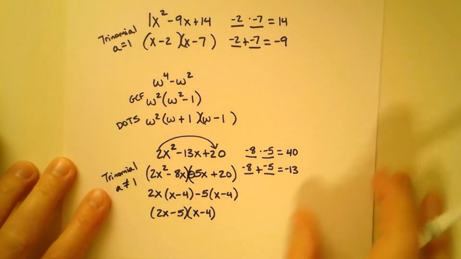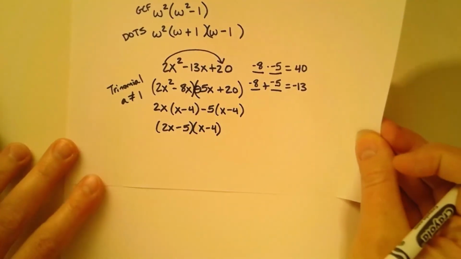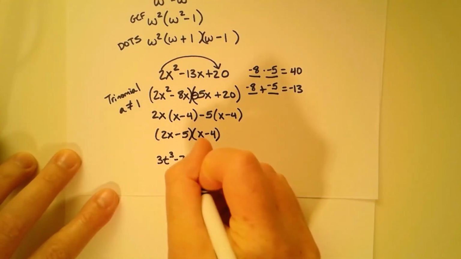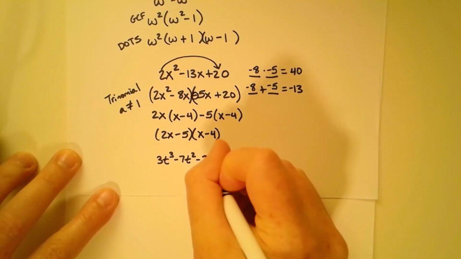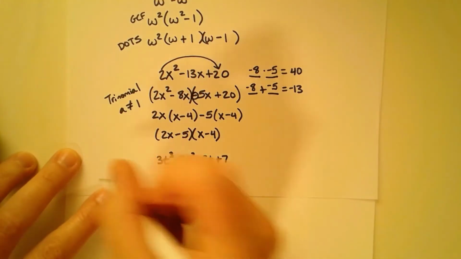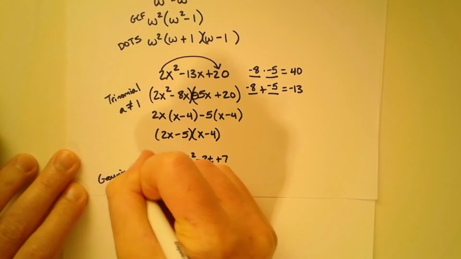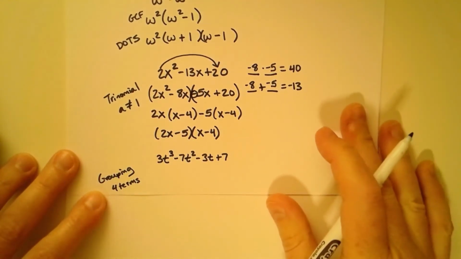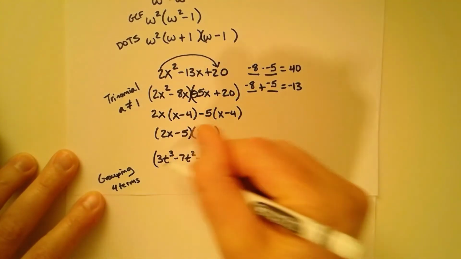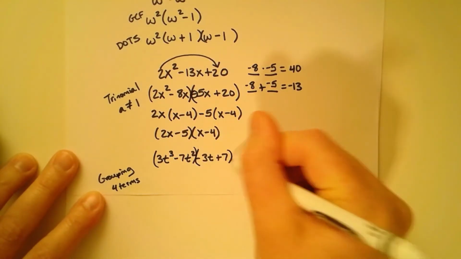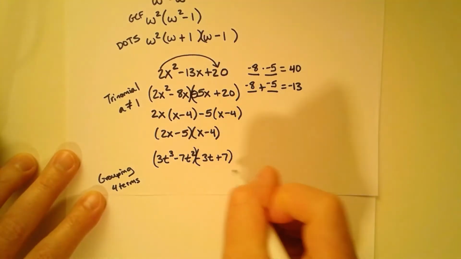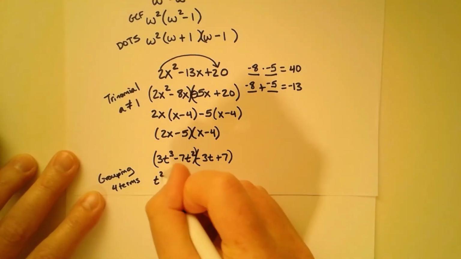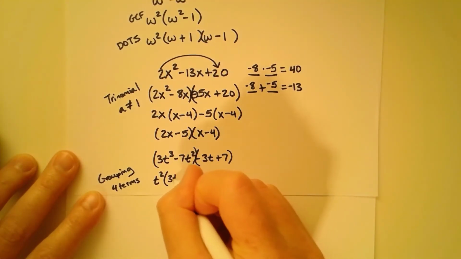So let's look at one more example of grouping. What if I'm given 3t cubed minus 7t squared minus 3t plus 7? This would be a grouping problem because it has 4 terms. So it works differently than ones that have less than 4 terms. So we would group the first two and group the last two and take out a greatest common factor from each one. So in the first two terms, I could take out t squared, and I would have 3t minus 7 left over.